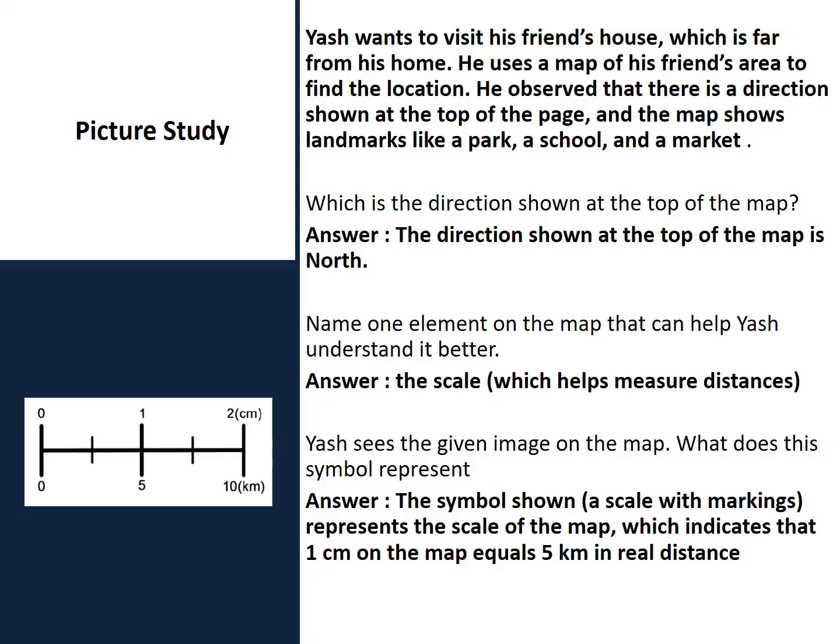Let's study a picture. Yash wants to visit his friend's house and uses a map to find the location. He sees the direction shown at the top of the page and landmarks like a park, school, and market. Which direction is shown at the top of the map? The answer is north. Name one element on the map that helps Yash understand it better.